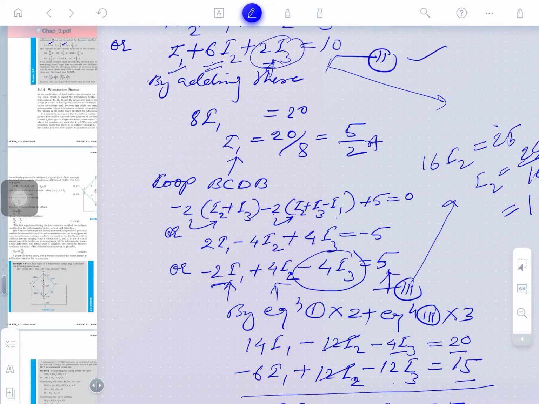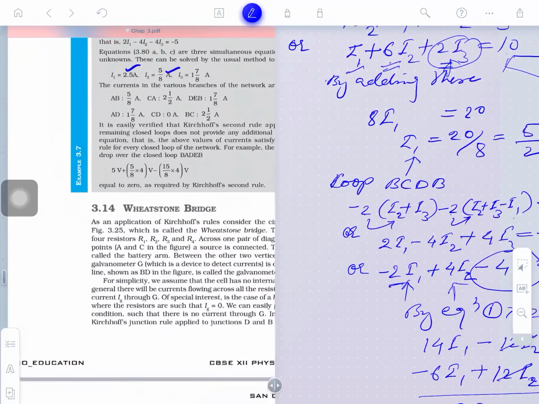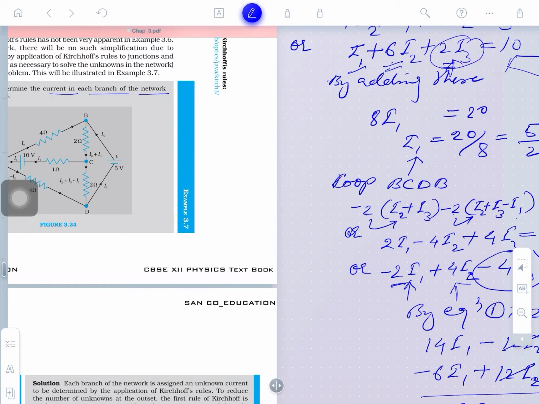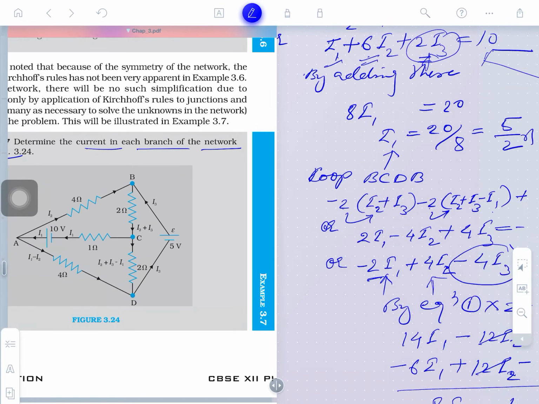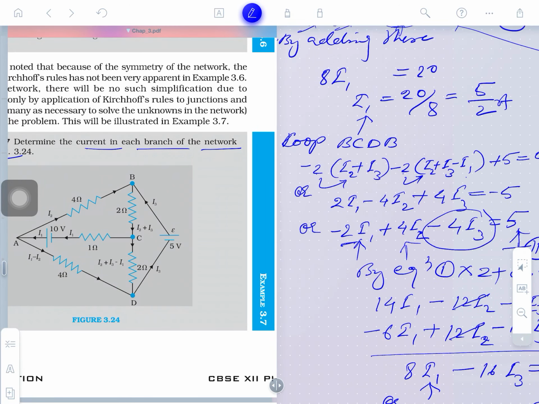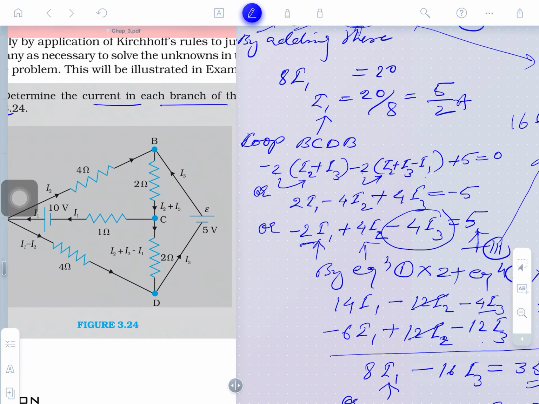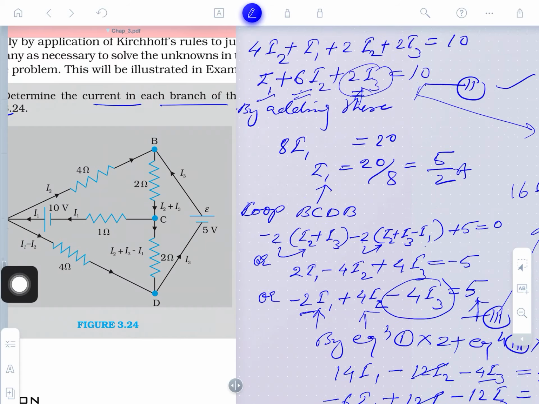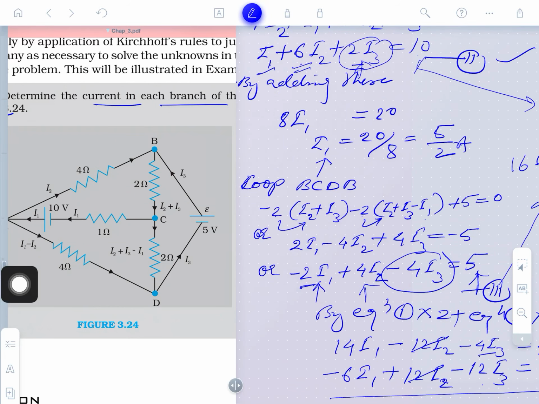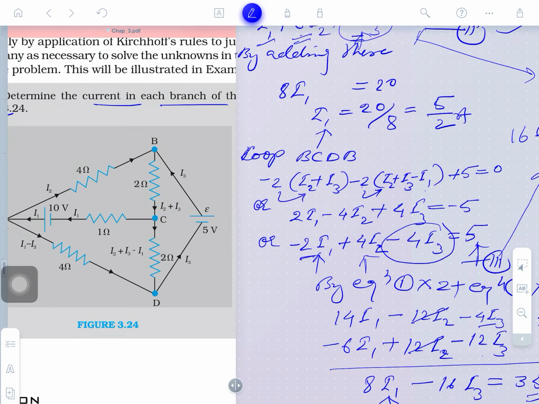What the loop you have taken? The circuit diagram is there, okay? You may take this loop. What the loop we are taking? Yeah, this loop we are taking. Check the loop is loop BCDB. This loop is there, okay?